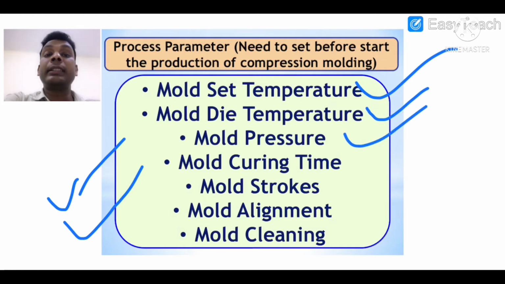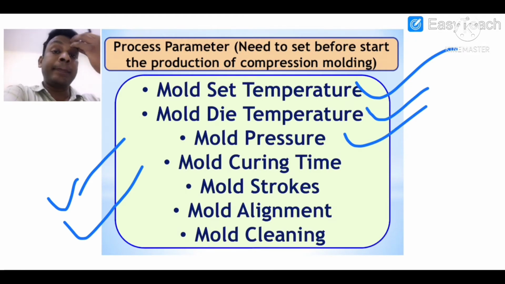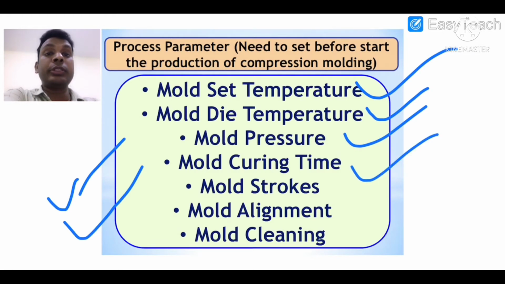Also mold pressure is most important. As you know, in compression molding the top and bottom plates apply pressure. We should know how much pressure is required for which compound, so we need to set the mold pressure before production. Mold curing time is most important: how long you cure in the mold cavity. Then we receive the final product, and the finished product should achieve the standard requirements for mechanical properties.